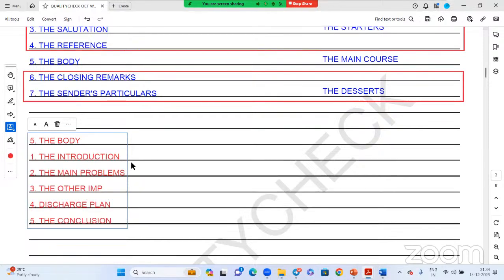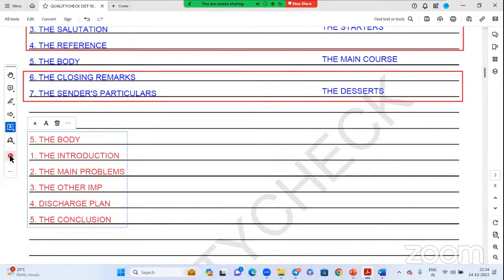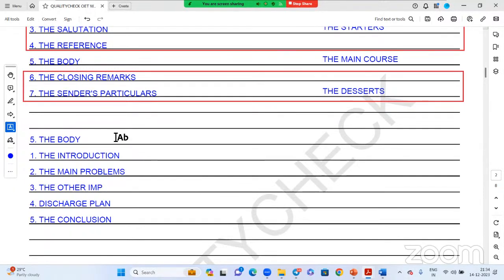So we have 5 parts here. It differs from letter to letter. It doesn't mean that it is the same for every letter. In general, this is the general format. It differs accordingly. This is for a discharge letter, for example. An urgent letter will be something different. Little modifications will be there. So the body will be divided into 5 paragraphs. Write 5 paragraphs only.